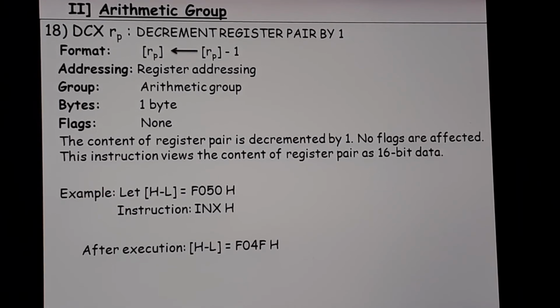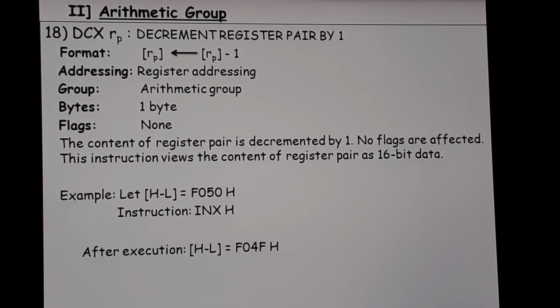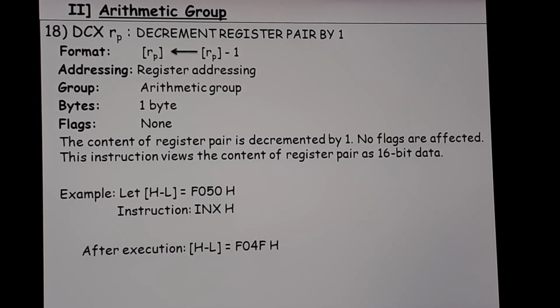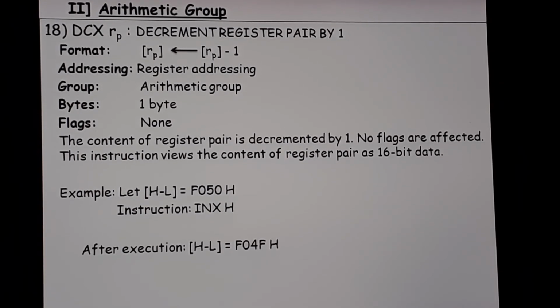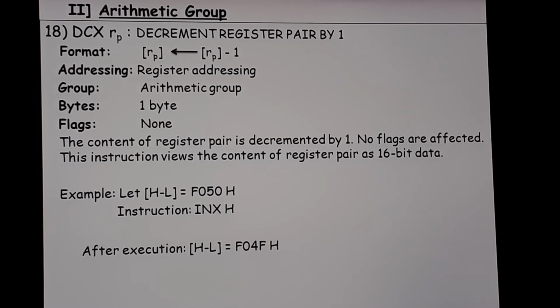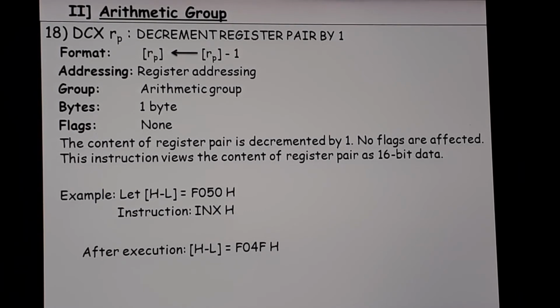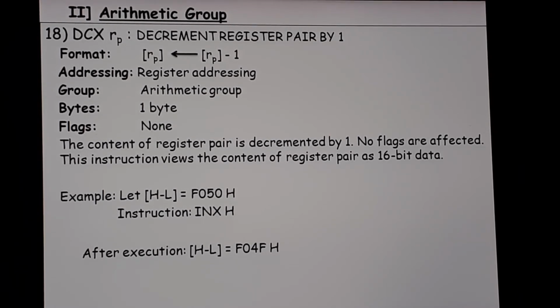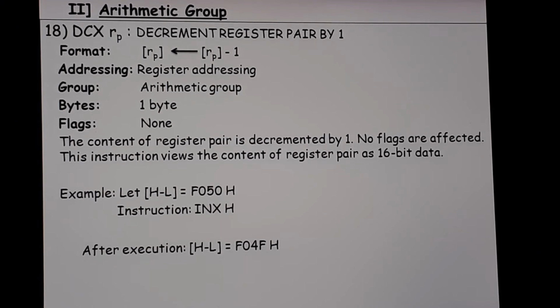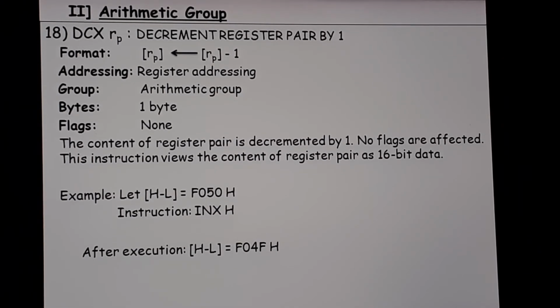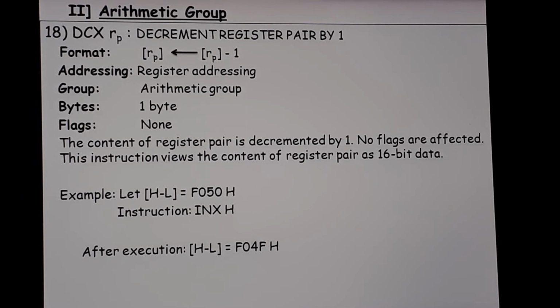So the example here that I have assumed is the HL pair as 16-bit data, which is F050H. So the instruction is INX H. Since, in the last video I told you, if you are considering a register pair, you will only mention the initial letter, that is if it is the HL register pair you will write H. If it is the BC register pair you will mention INX B. The instruction should be DCX H. Okay, by mistake I have written INX H. So DCX H it should be.